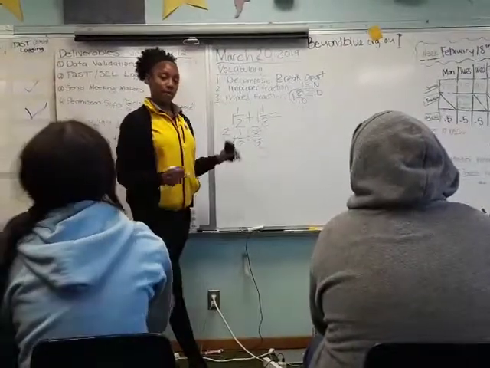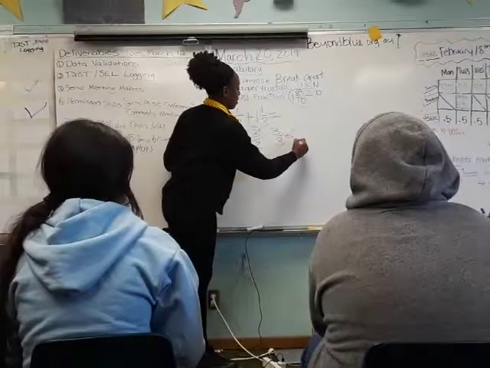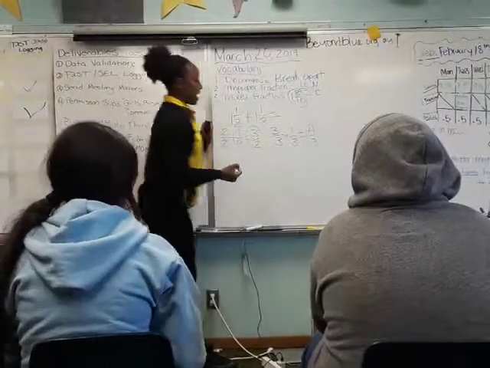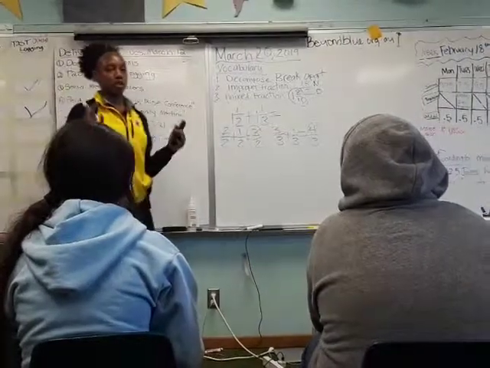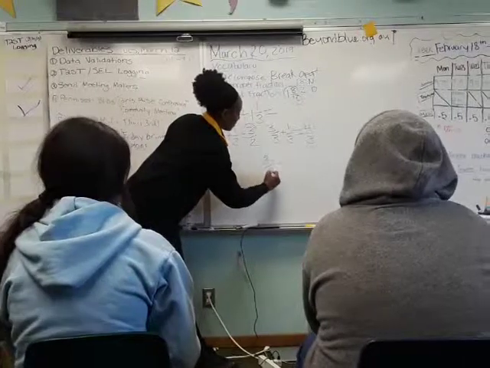Natalie, what do we do now? 3 over 3 plus 1/3. Very good. And what does that equal? 4 over 3. Very good. Okay, and now what do we do? Now that we got these two new fractions, what do we do? Crisscross. Butterfly. Butterfly or crisscross.